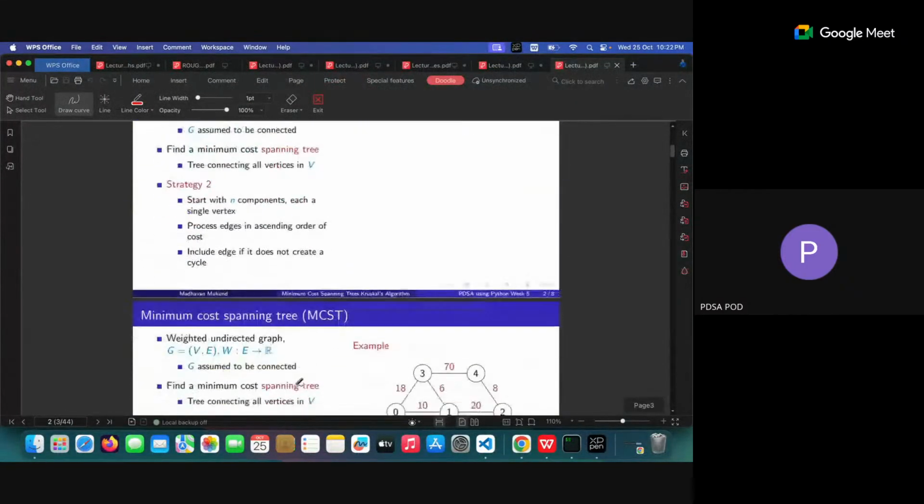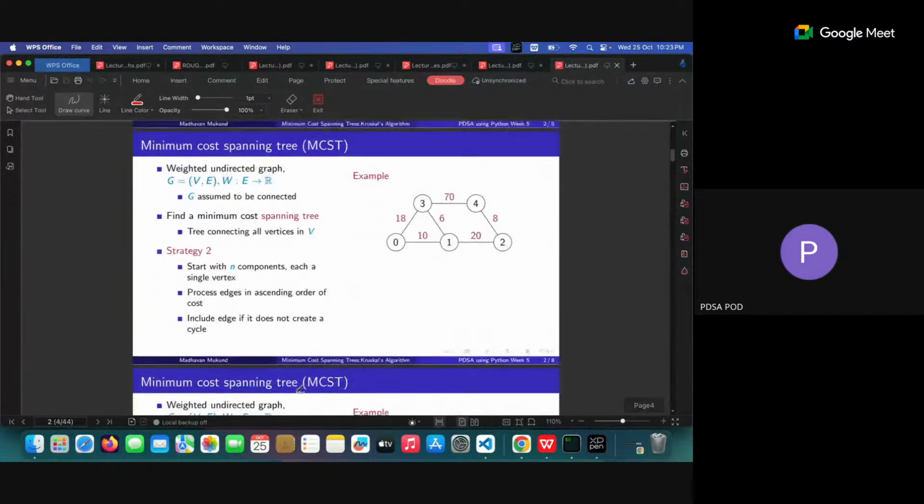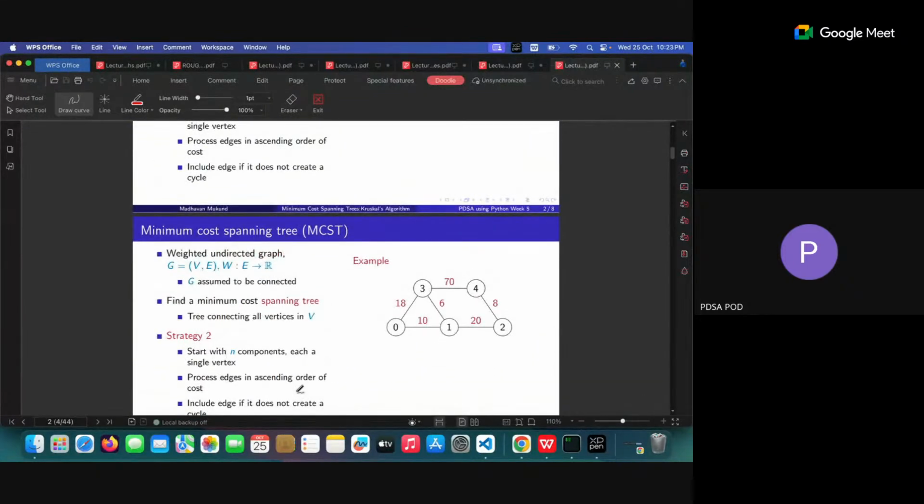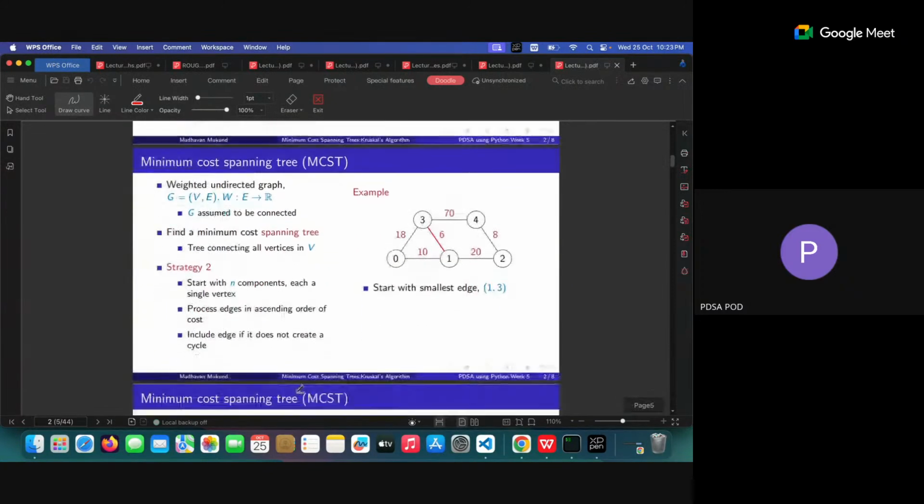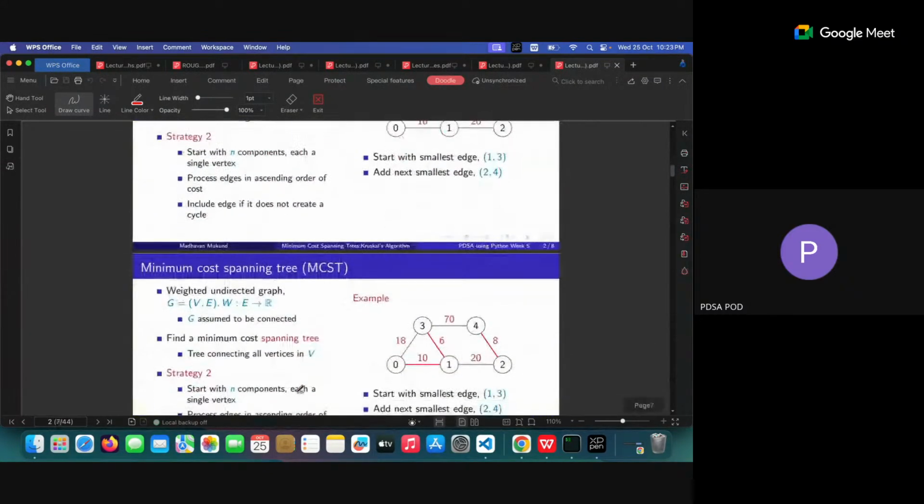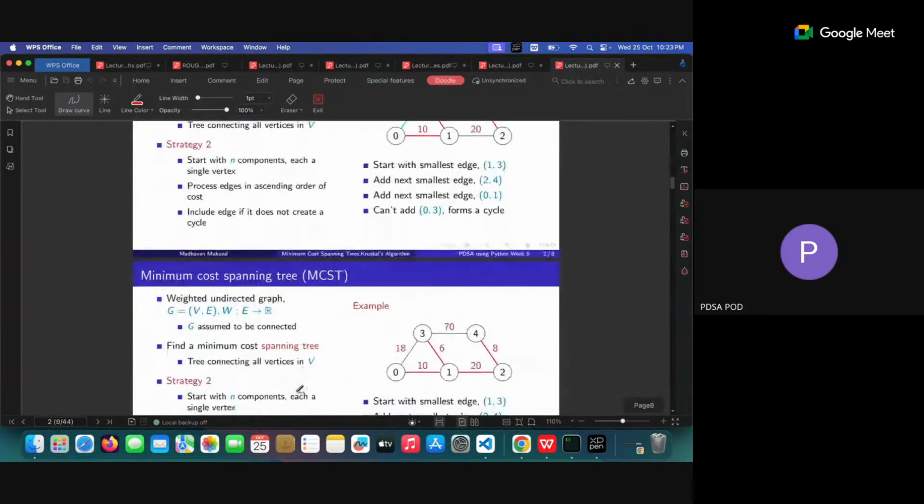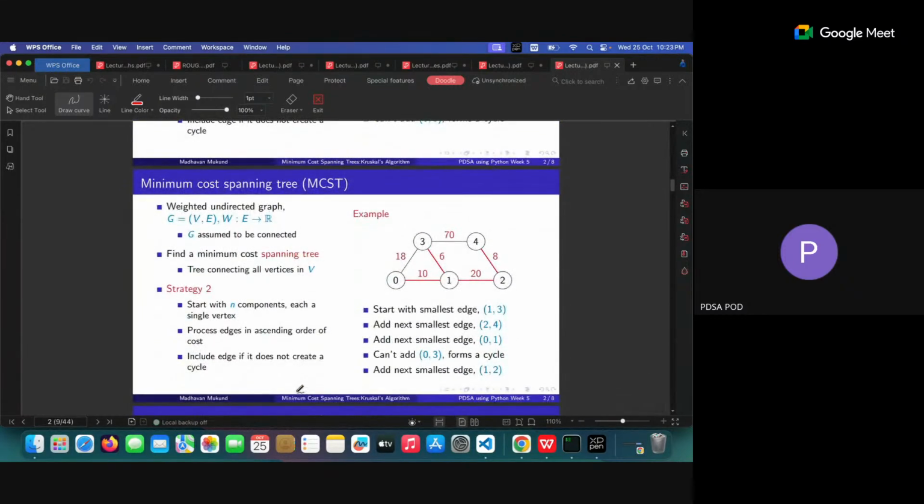See, Kruskal is, I'm going directly to where the vital part of Kruskal is explained. That slide gives you more details. Yeah, here is the part.